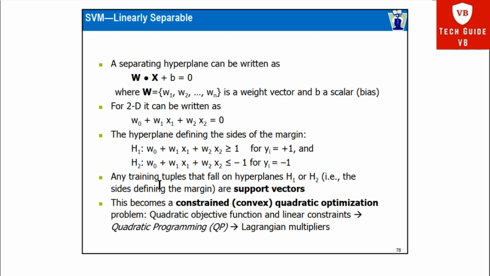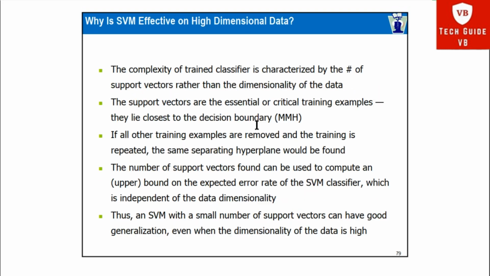So any training tuples that fall on hyperplane h1 or h2, that is the sides defining the margins, are support vectors. Okay, this becomes a constraint, or that is convex quadratic optimization.